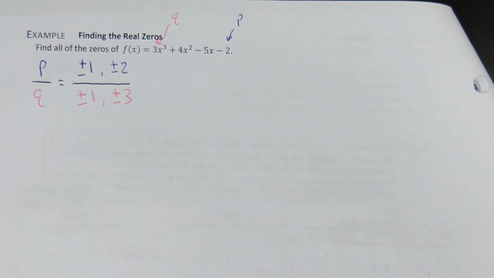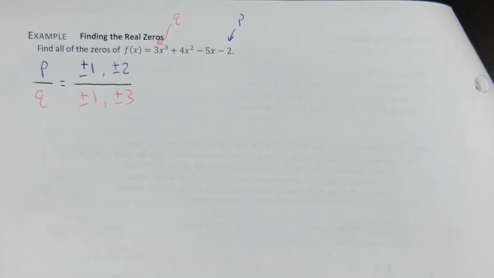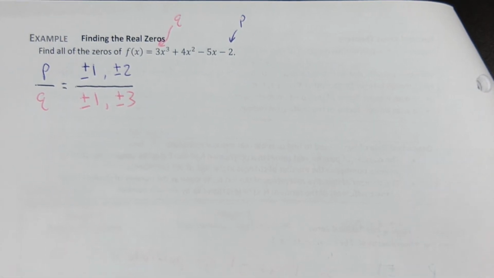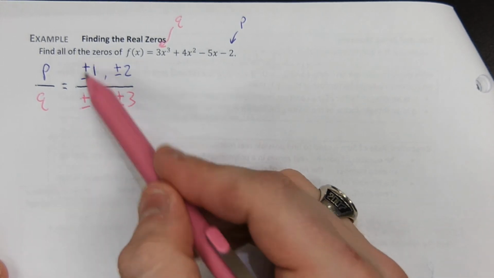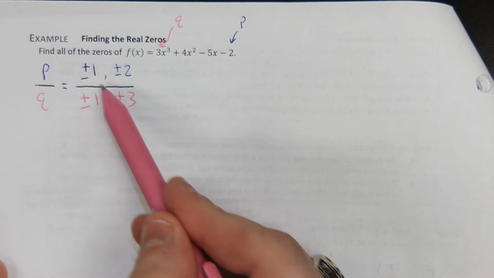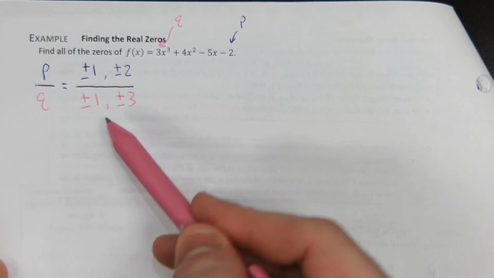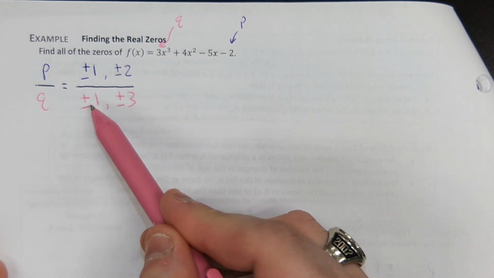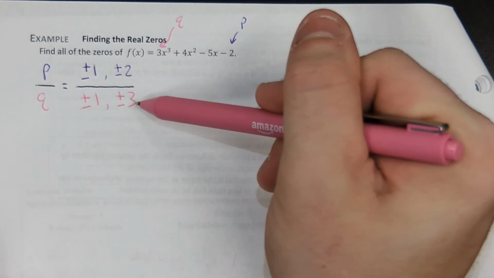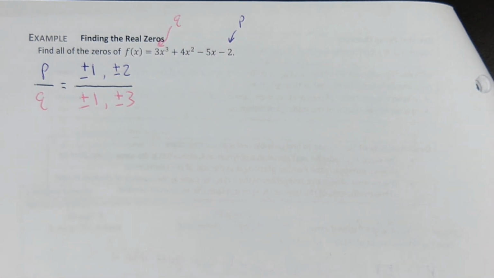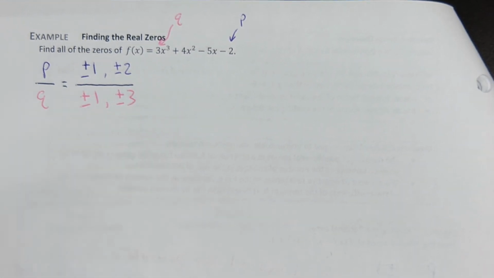Awesome. So what is that telling us? I'm not going to write them all. I'll just go ahead and tell you what all of your possible rational roots are. Plus or minus 1. Plus or minus 1/3. Plus or minus 2. Plus or minus 2/3. Those are all of your options. So plus or minus 1, plus or minus 2, plus or minus 1/3, plus or minus 2/3. That is 8 possible rational roots. 8 possibles.